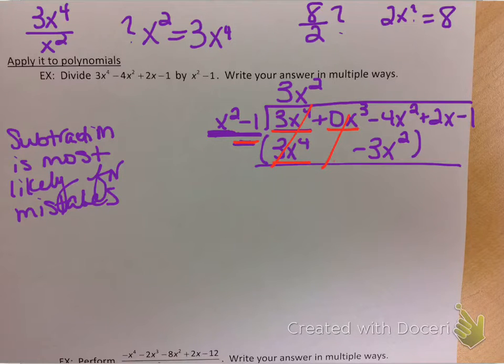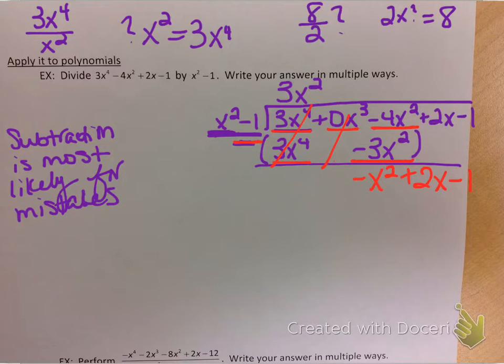Then you've got to do minus 4x squared, and you've got to subtract the minus 3x squared, which is going to make it become a plus. So negative 4x squared, this just became a plus 3x squared, so you just get negative 1x squared. Okay, then you carry down the rest, the plus 2x and the minus 1. And now we repeat the process.